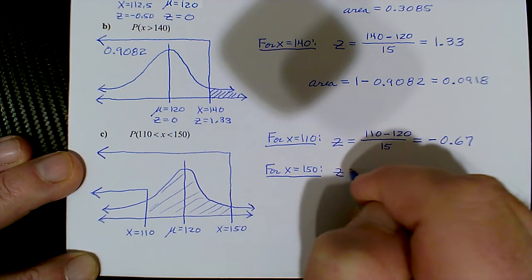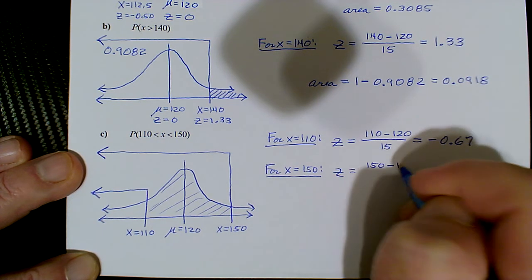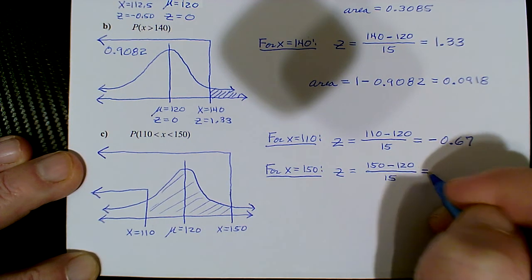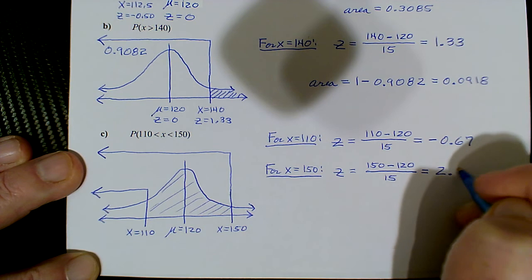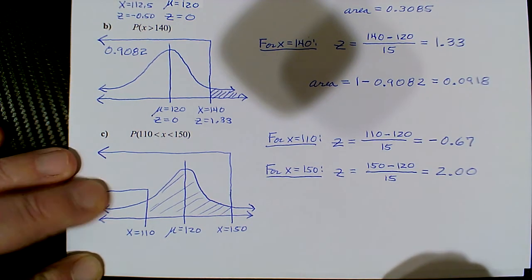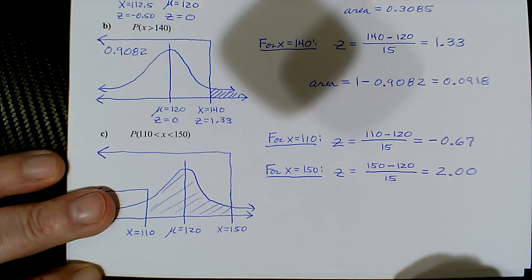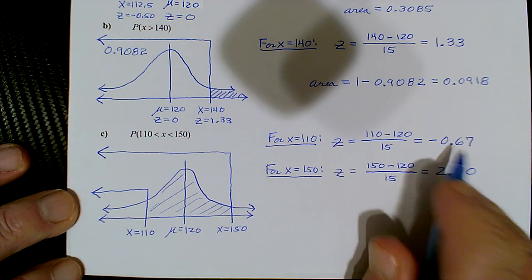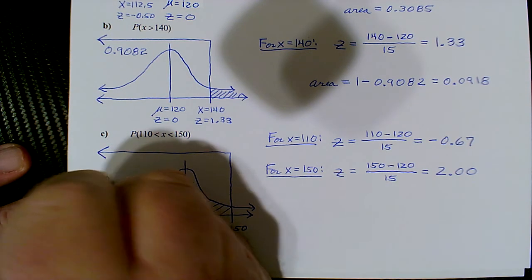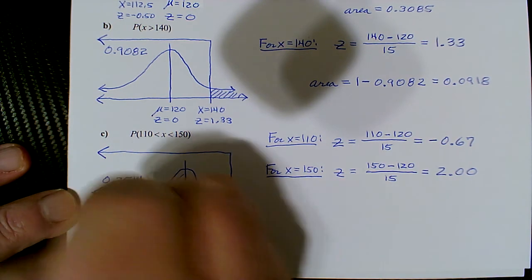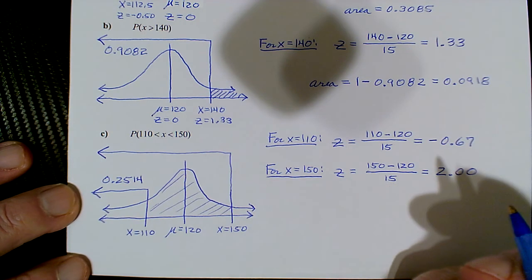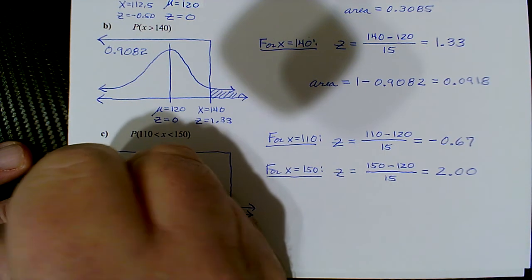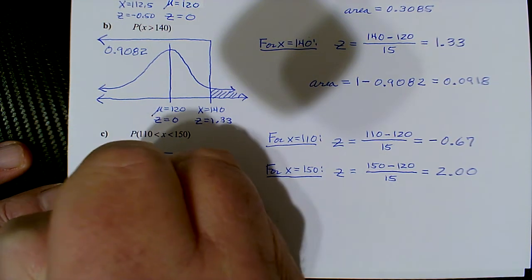And so z is 150, the data value, minus the mean of 120, over the standard deviation of 15. That gives us 2, but again, we want to round to 2 decimal places. So we'll show the z-score as 2.00. Alright, now to the table. Look up a negative 0.67. Double check this, make sure you know how to use the table. 0.2514. Look up a 2.00. And again, double check this, make sure you know how to use the table. 0.9772.